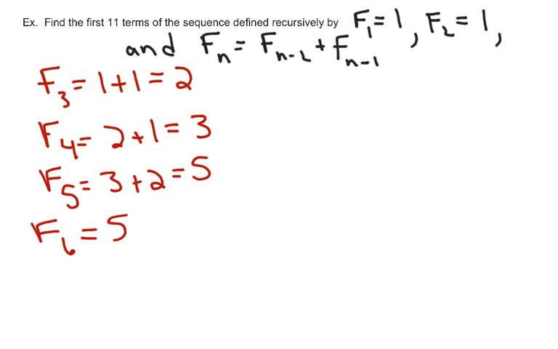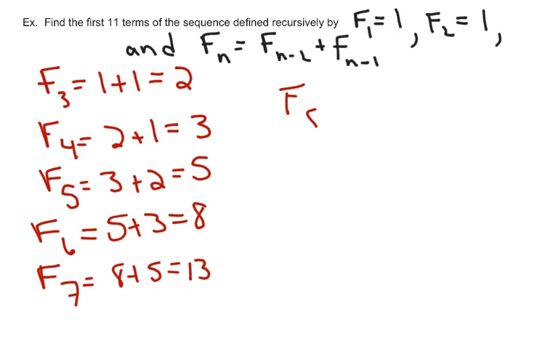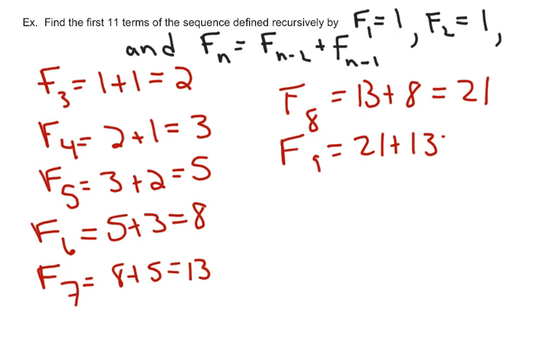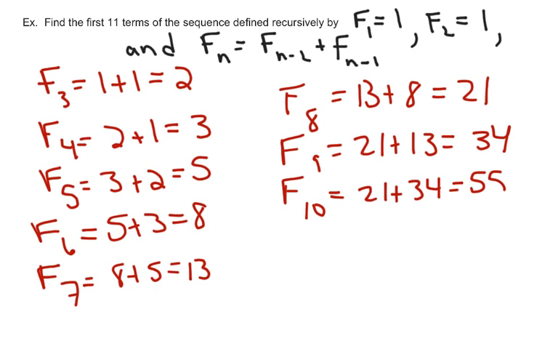The sixth term is going to be 5 plus 3, which is 8. The seventh term is going to be 8 plus 5, which is 13. The eighth term is going to be 13 plus 8, which is 21. The ninth term is going to be 21 plus 13, which is 34. The 10th term is going to be 21 plus 34, which is 55. And the 11th term will be 55 plus 34, which is 89. And that's the first 11 terms of the Fibonacci numbers.